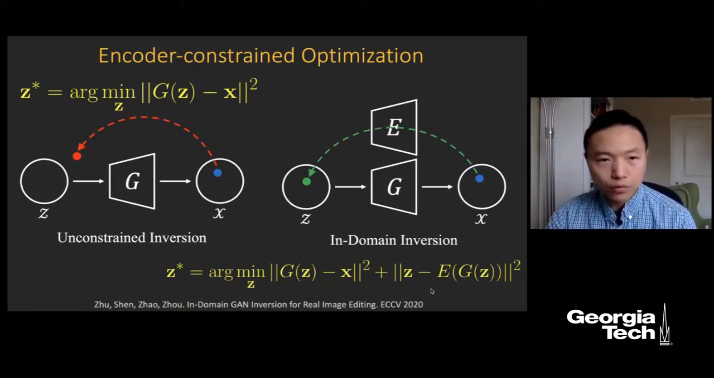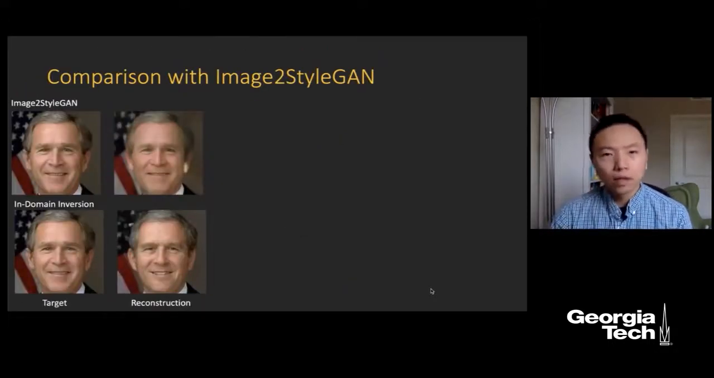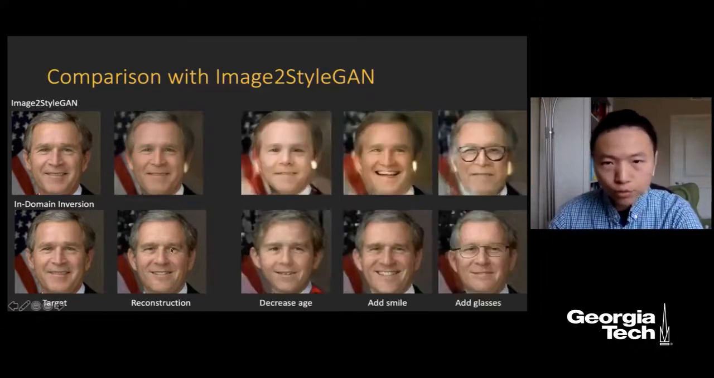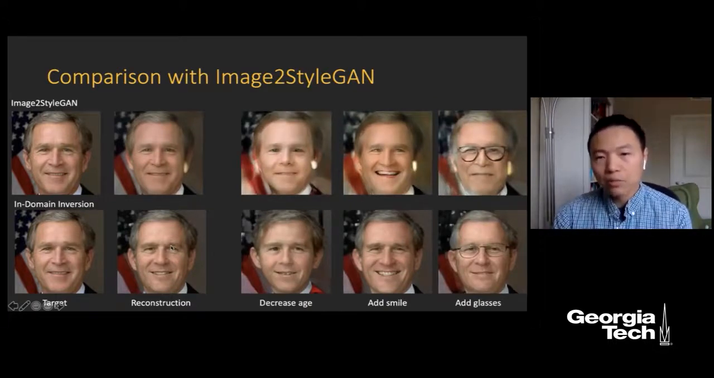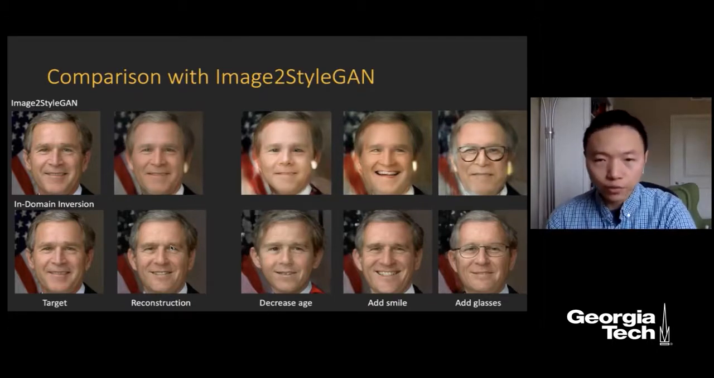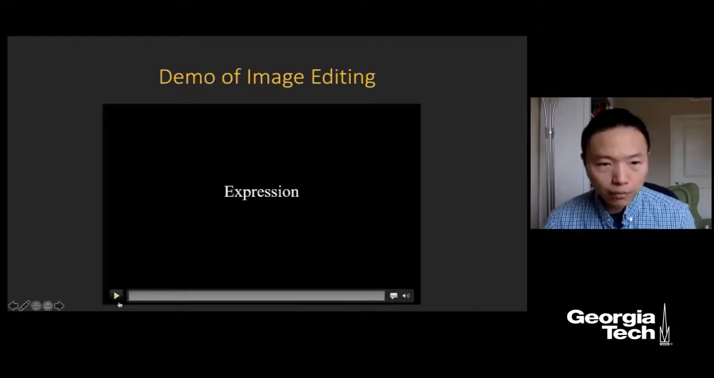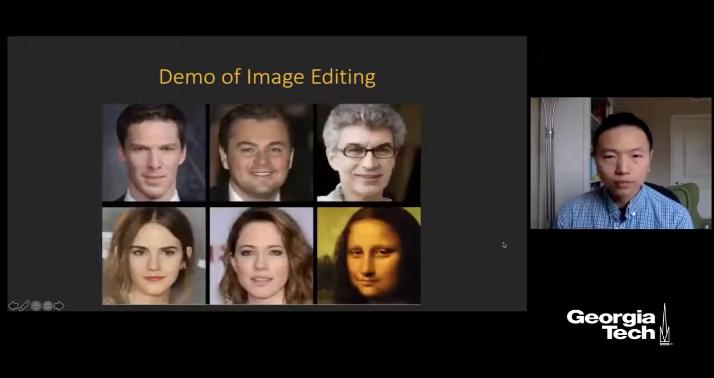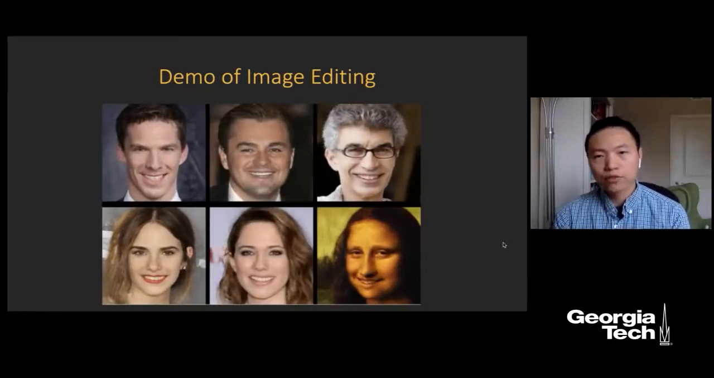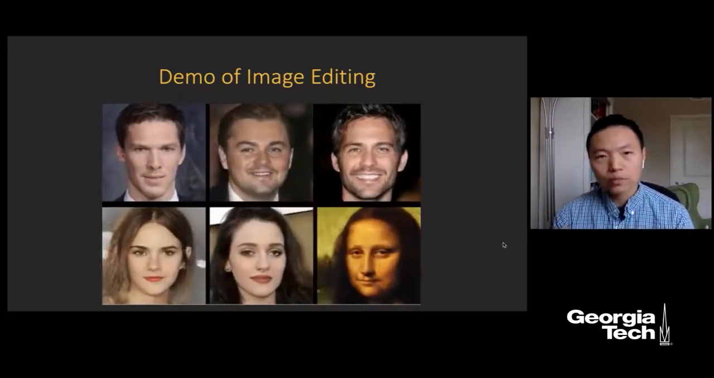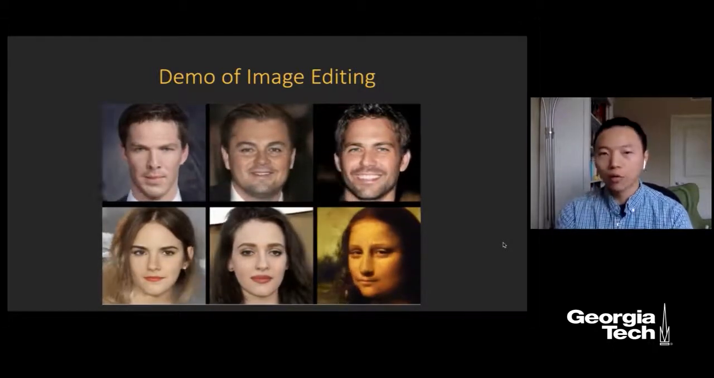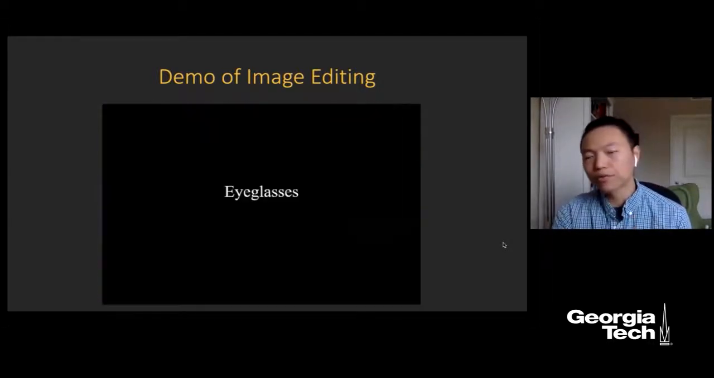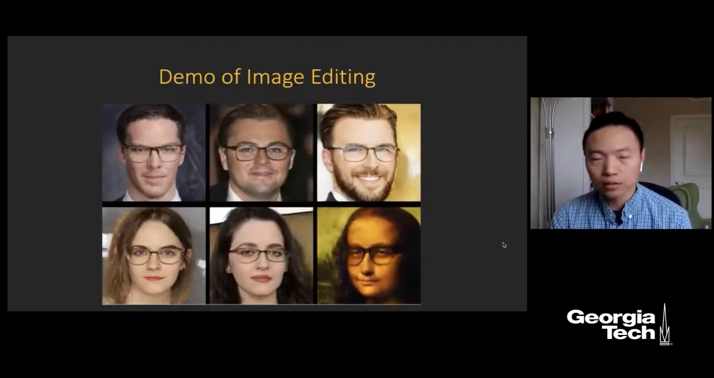This kind of regularizer works quite well. Here is a comparison with the Image2StyleGAN model. You can see the reconstruction results are improved. More importantly, the manipulation results are also greatly improved. You can see here we can manipulate different attributes for the same person. Here is a demo video for the manipulation results. We can change different expressions and also change the pose of the real person. Right now all the persons are real, compared to the previous one, which was just a synthesized face.